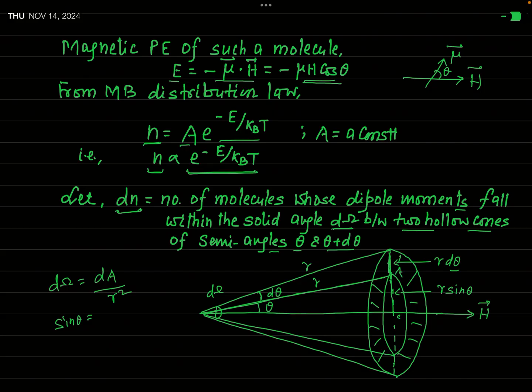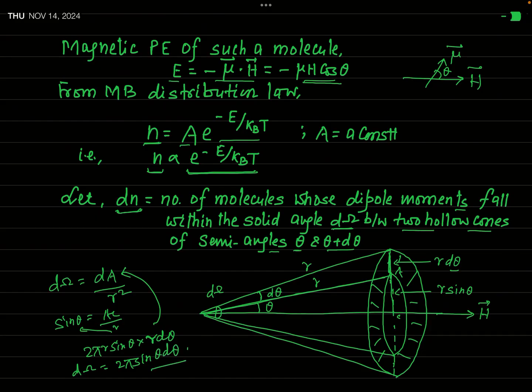Let us say this is AC. So AC divided by r. So AC will be equal to what? That will be r sine theta. So the area of this annular ring will be its circumference times its width. Circumference will be 2 pi r sine theta, okay, and the width is r d theta. So this is actually dA, and when you divide this dA by r square, this r square will cancel, and d omega will be equal to 2 pi sine theta d theta.